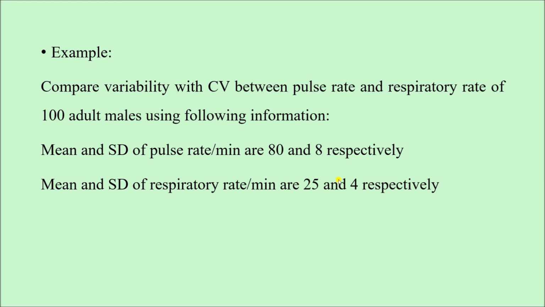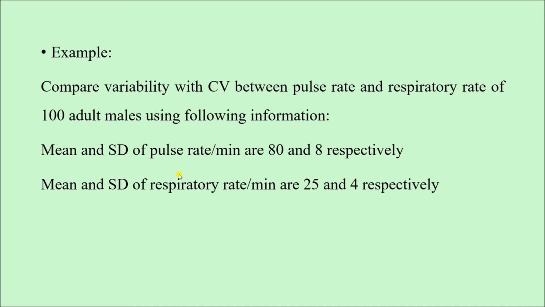Here I have given an example. We are supposed to compare the variability with coefficient of variation between pulse rate and respiratory rate of 100 adult males using the following information. So we have particular information here. So what we are doing here, 100 adult males. So we have one group of people. Here we do not have two different groups. We have a single group of people, but we are comparing the variability of two different variables, pulse rate and respiratory rate.